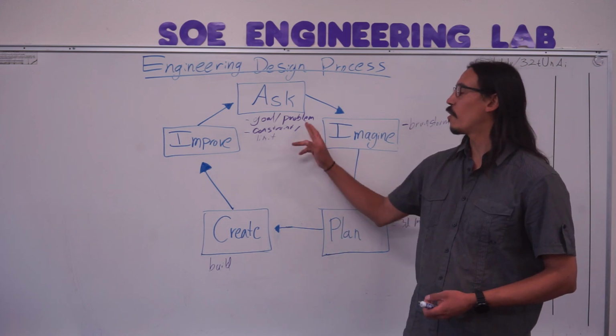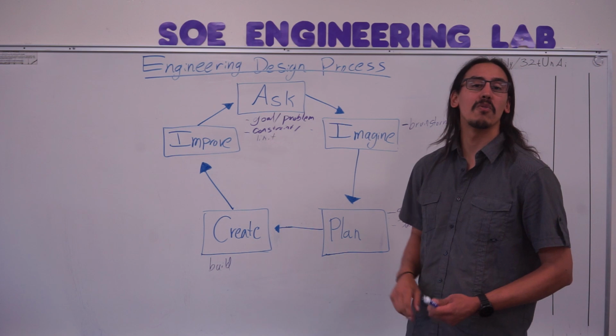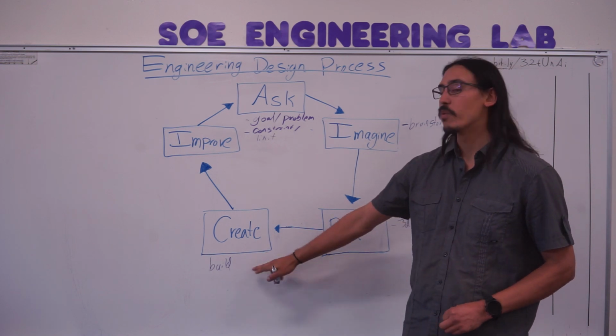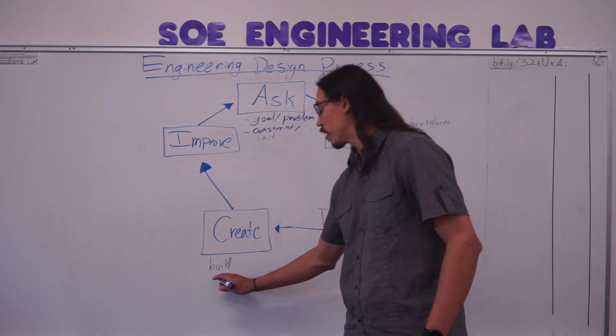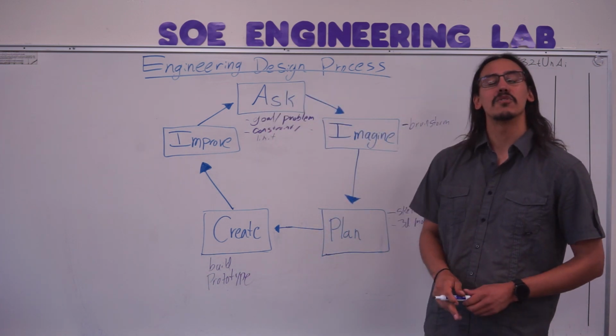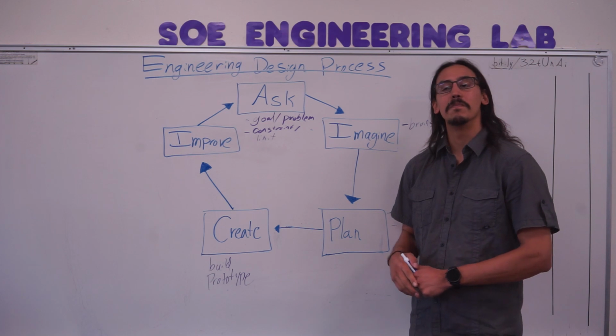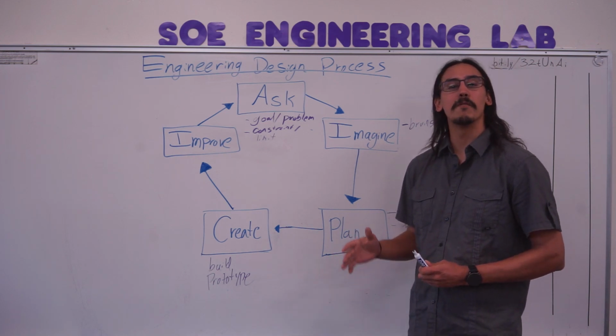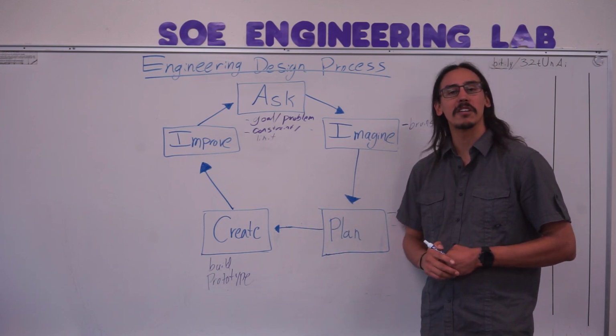So when we're creating, this is where we actually build the thing. Whatever it is, whatever our solution is to that goal or to that problem, this is where we're going to build what's called a prototype. So a prototype is sort of like a test version. It's building something before you know it's going to work.